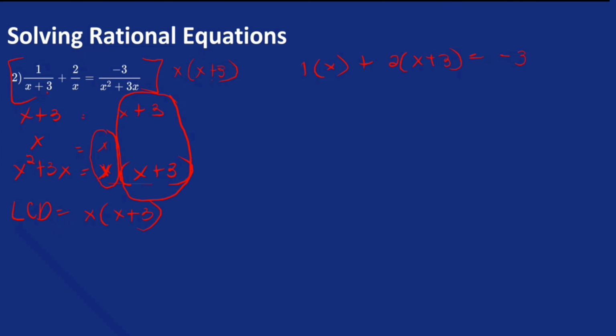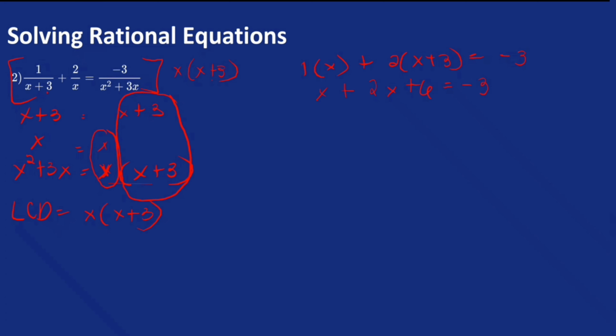Now that our denominators are removed, we can simplify. So 1 times x is simply x, plus 2 times x is 2x, and 2 times 3 is 6, equal to negative 3. And again here, our highest exponent is 1. So it is a linear equation, so we can isolate x on one side.